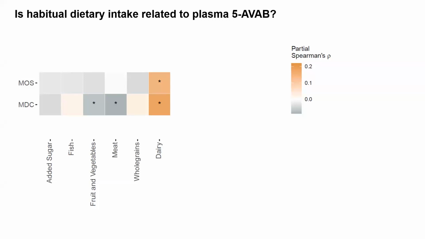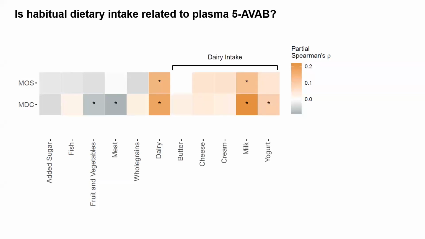So if you break dairy down into its components, for example, milk, yogurt, cream, cheese, and butter, we saw similar trends across the board. However, it seems like milk is the driving factor here. Okay, so it seems to have something to do with dairy and diet in general.